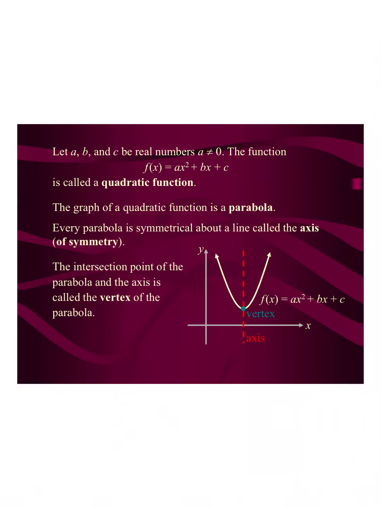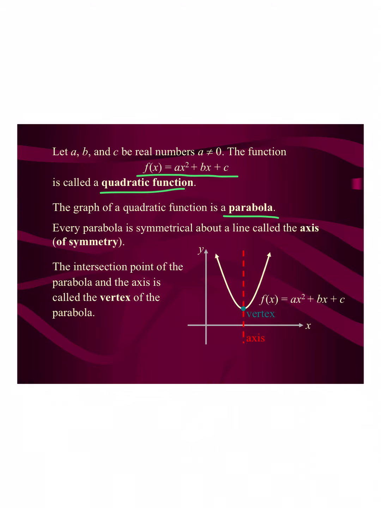For our function, we're going to let a, b, and c be real numbers. And if we do, then we have our general form of our quadratic, which is f of x equals ax squared plus bx plus c. Again, a, b, and c are real numbers. This is our quadratic function. The graph of a quadratic function is always going to yield a parabola, and we can see what that looks like down here on our graph. We see it's got the traditional U shape.